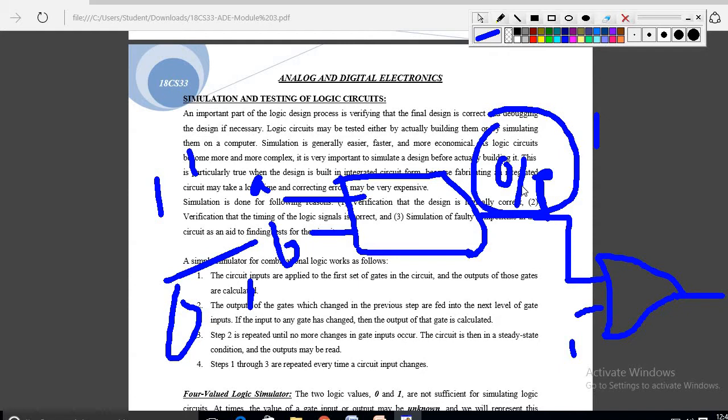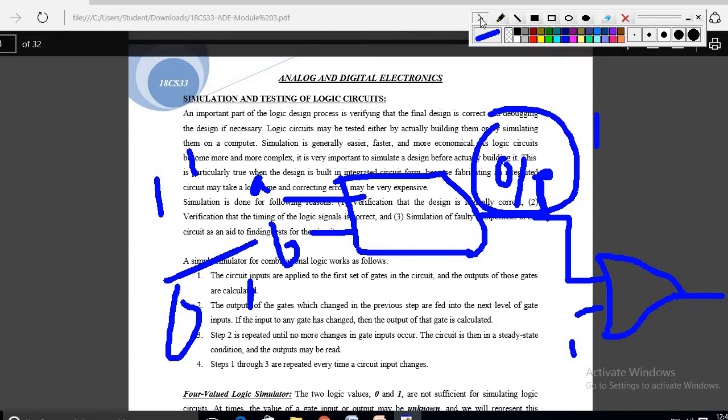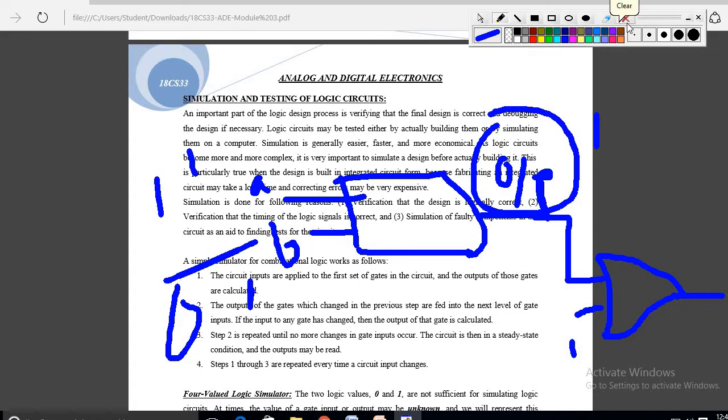Okay. Steps 1 through 3 are repeated every time the circuit input changes. In this way, this is how the simple simulator for combinational logic works.